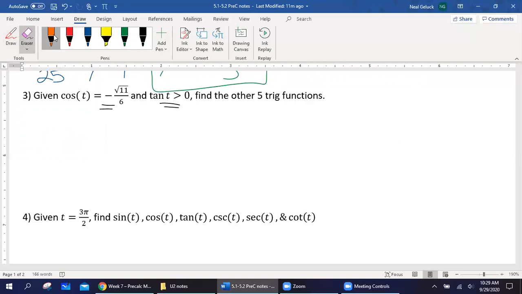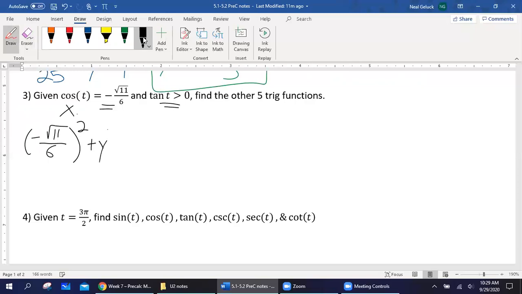So I can use the equation of the unit circle to solve this. If it's giving me the cosine, remember the cosine is the x coordinate when I'm doing coordinates or points on the unit circle. Remember, it goes cosine followed by sine. So really it gave me the x coordinate. So I can do the exact same stuff I've been doing. And again, negative root 11 over 6 squared plus y squared equals 1.